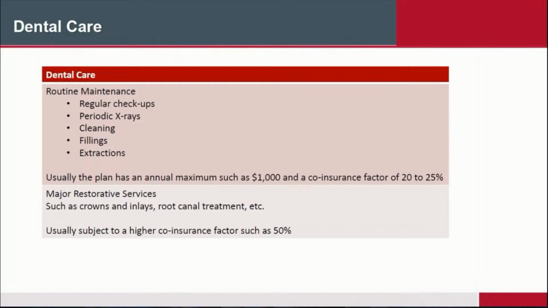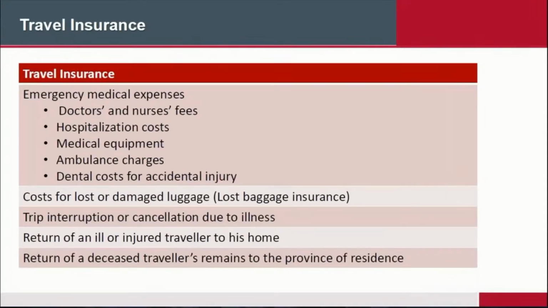And also on the major restorative, the co-insurance is usually much higher. In other words, you pay 50%, the insurance company pays 50%. But again, read the material that's in front of you from your insurance company to make sure you get these right. But for exam purposes, what you need to know is what is covered under routine maintenance and what is not covered. And group insurance plans, of course, and extended healthcare plans all have travel insurance as well.